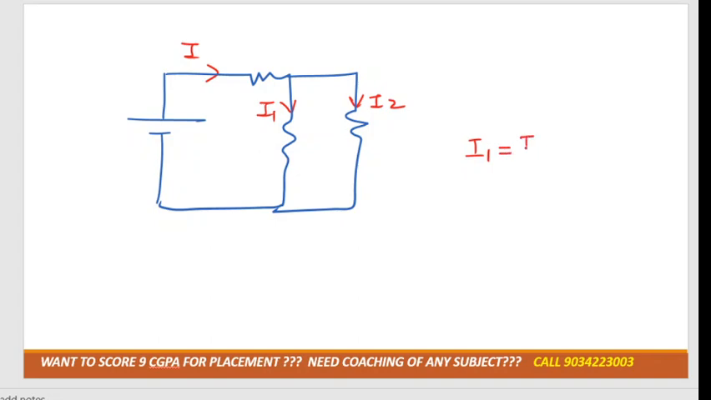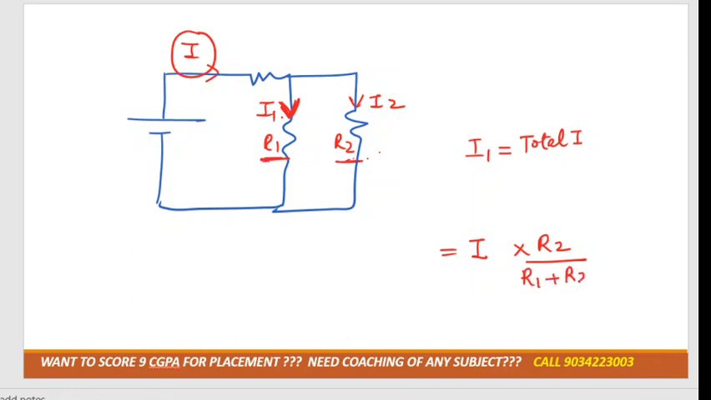What is the formula for I1? That is the total current, here it is I, multiplied by the opposite resistance to the one in which we need to calculate current. We have to calculate current I1, so the opposite resistance of I1 is R2, divided by the sum of resistors connected in parallel, so it would be R1 plus R2. If we know the value of R1 and R2, that is good. We can consider this as R3, but there is no role over here for R3.